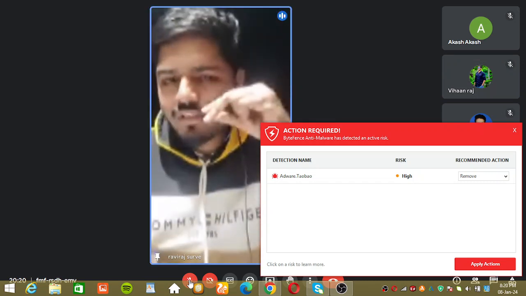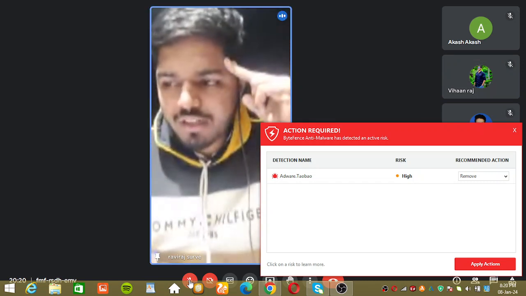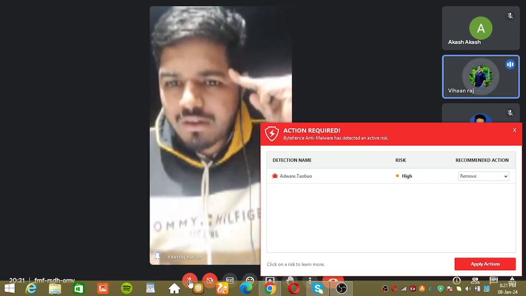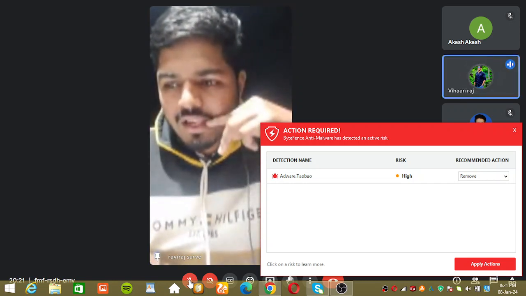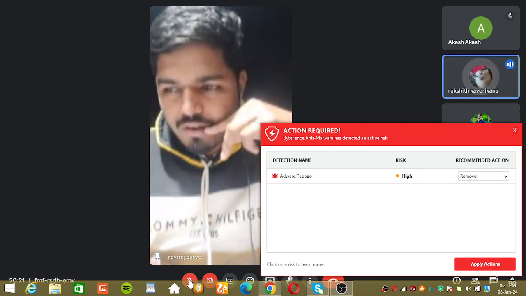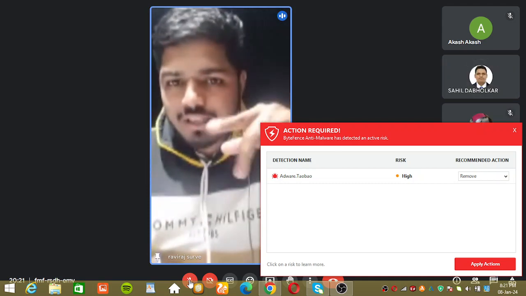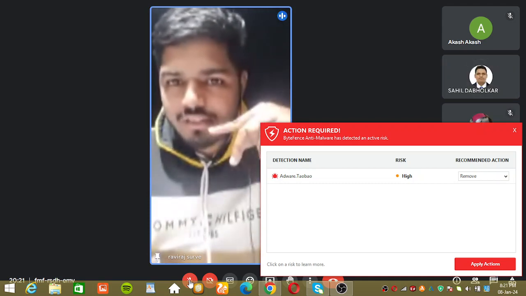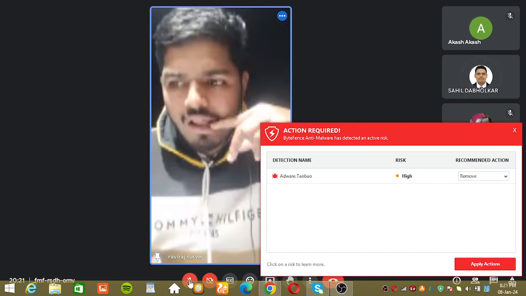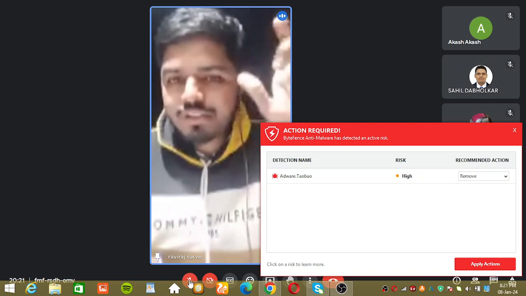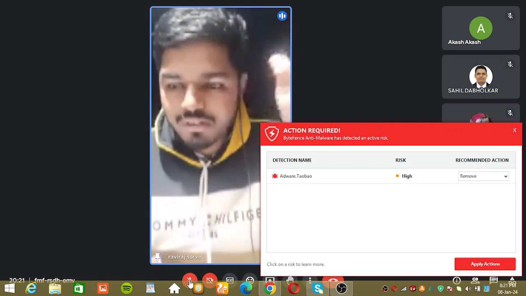Where is the location of the high temperature cutout safety? I think surrounding the cylinder. I don't know exactly. Is it at the discharge of the compressor? Yes, I got the answer: it is fitted at the discharge side of the compressor. Am I right, Sahil? Yes, absolutely right, sir.